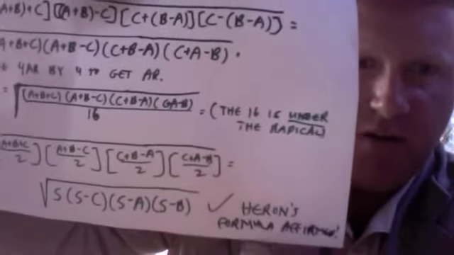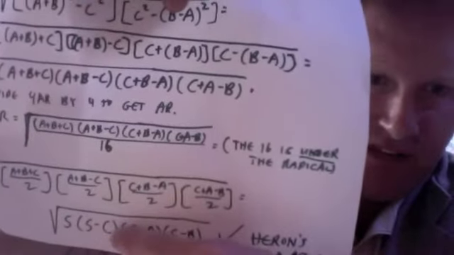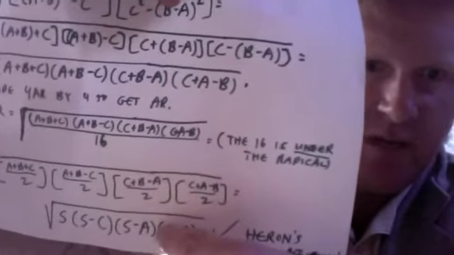We've affirmed Heron's formula, that the area of the triangle is equal to the square root of s times (s minus c) times (s minus a) times (s minus b). So that is Heron's formula in a nutshell.